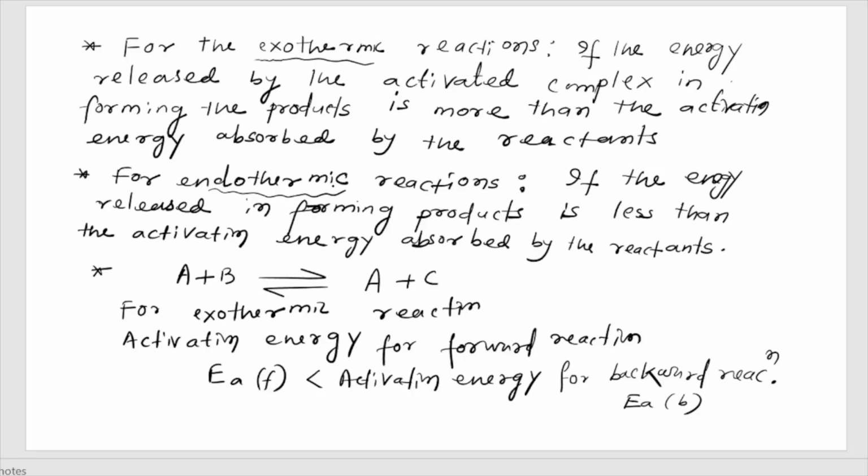Before that, you should know about forward reaction and backward reaction. For the forward reaction there is an energy of activation, and for the backward reaction there is also an activation energy. One is the forward reaction, the other is the backward reaction. Here is a general example: A plus B is a reversible reaction giving A plus C. For an exothermic reaction, EA is for the forward reaction.